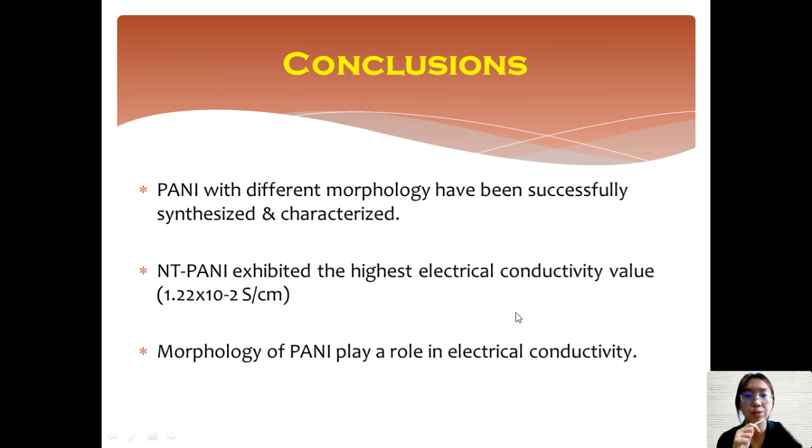So in conclusion, let me sum up the points. Polyaniline with different morphologies has been synthesized and characterized successfully. Nanotube polyaniline exhibits the highest electrical conductivity value among all the 5 morphologies. And different morphologies of polyaniline actually have different values of electrical conductivity.